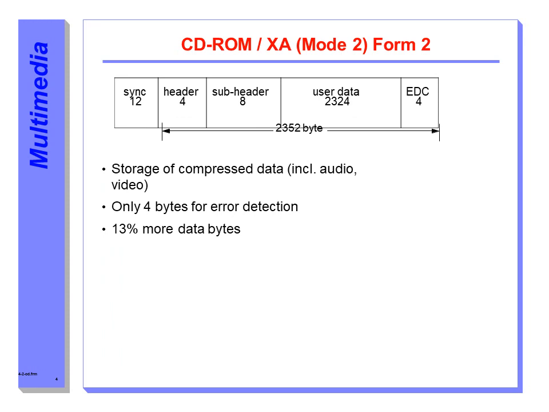In form 2, the synchronization is 12 bytes because it identifies the beginning of every track on the surface of the CD. It requires a header of 4 bytes, a subheader of 8 bytes, user data of 2324 bytes, and error detection using only 4 bytes. So it can contain compressed data including audio as well as video. That gives 13% more data byte utilization, which we can see in extended architecture form 2.